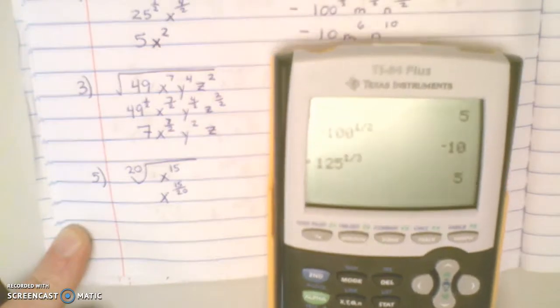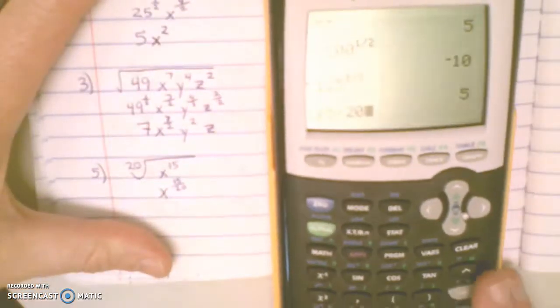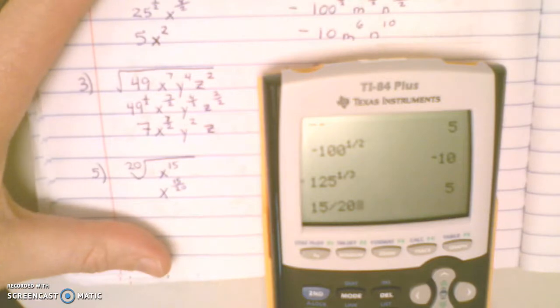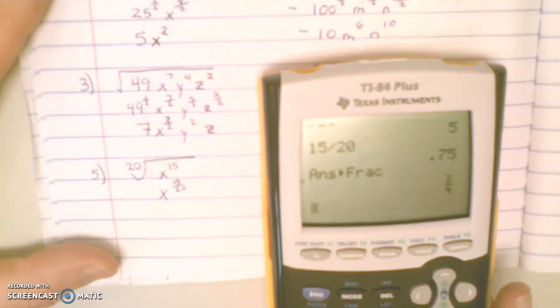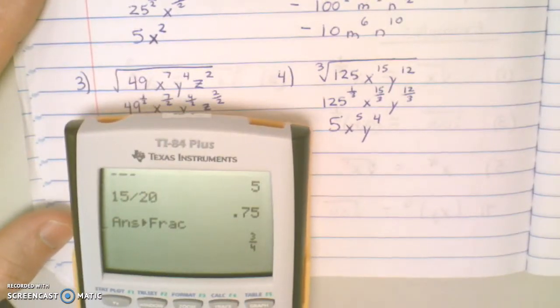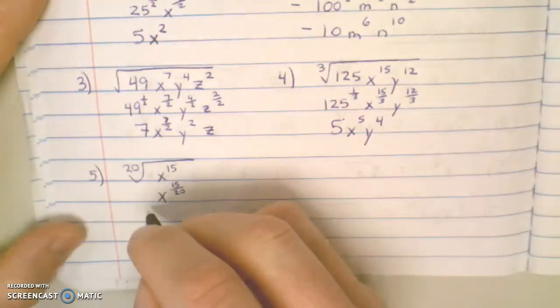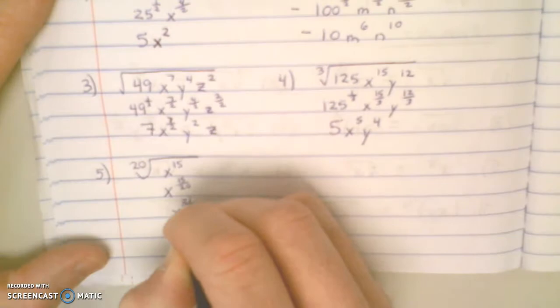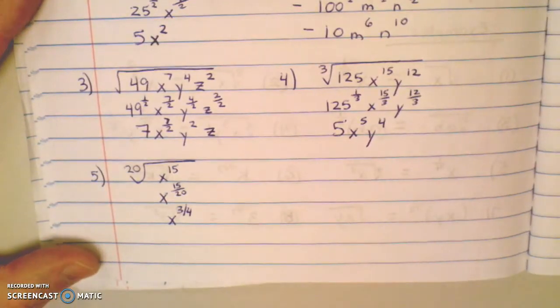So on your calculators, if you aren't able to remember how to simplify, you just divide 15 by 20. Hit enter, and then math fraction. And it's going to simplify that into a fraction that we'll be able to use. So 15 over 20 is 0.75, which is 3/4. So I can rewrite that as x to the 3/4. And that's simplifying radicals using rational exponents.